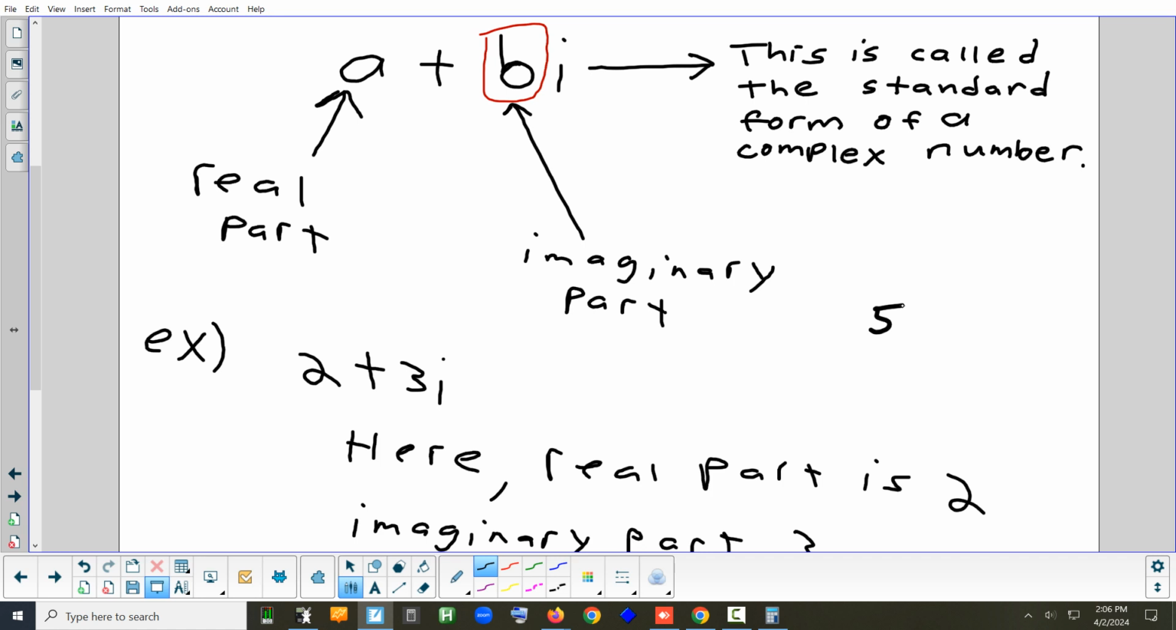So when you see the number 5, it's the same thing as writing 5 plus 0i. We don't normally explain that in Algebra 1 because that would just confuse Algebra 1 students. We just write 5. But really, it's 5 plus 0i.